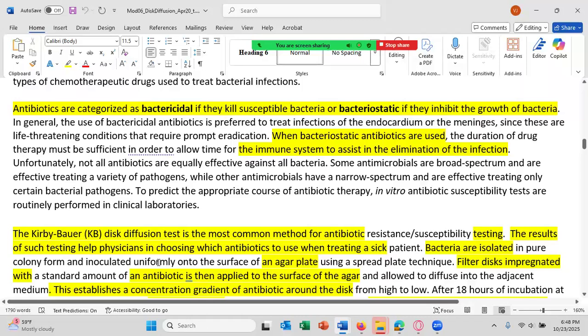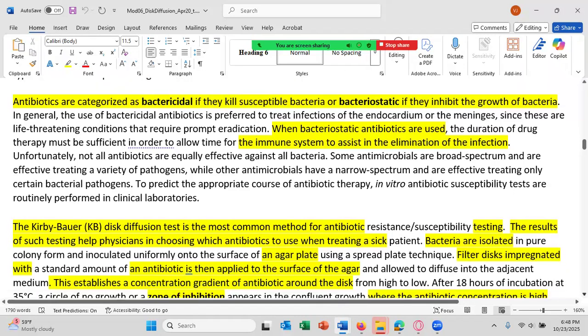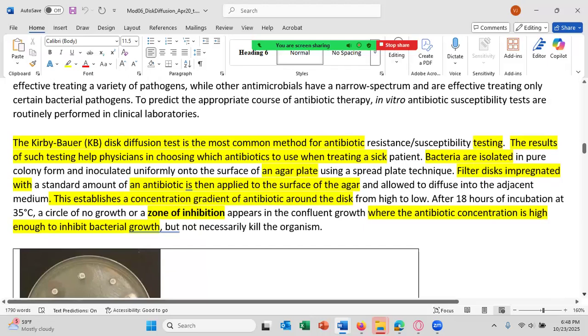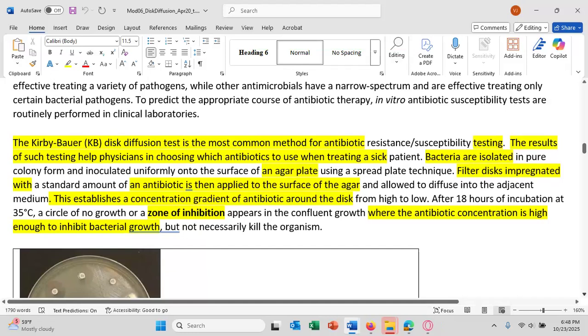Bacteria are isolated and then put on an agar plate, such that you have a lawn of bacteria growing everywhere on the plate. Before the bacteria are allowed to grow, you then put filter discs impregnated with various antibiotics on the surface of the agar. This will establish a gradient of antibiotic around the disc. You then incubate the plate for 16 to 18 hours at 35 degrees, and then look for a zone of inhibition, where the antibiotic concentration is high enough, the bacteria will be inhibited, if not killed.